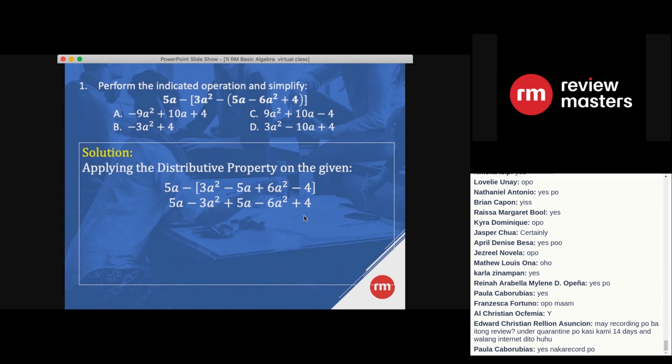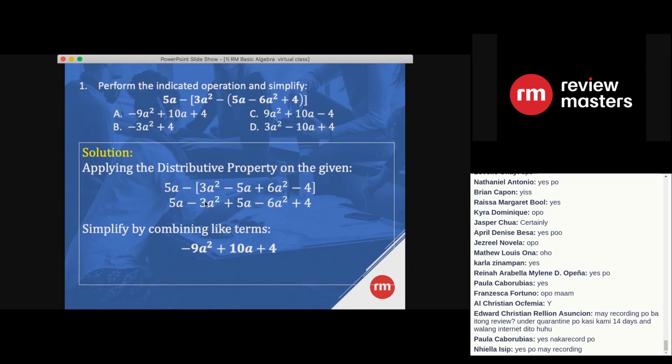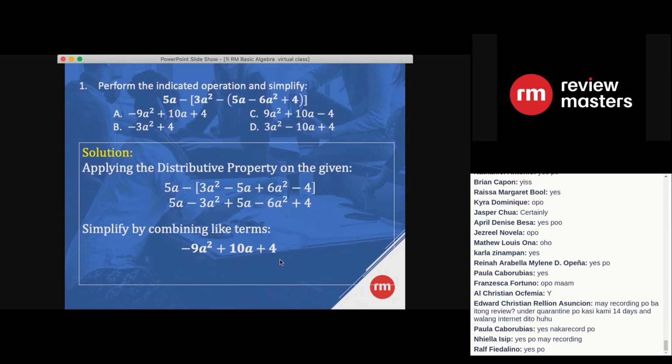Yes, this is recorded. So by combining similar terms, when would you know it's similar terms? If the literal coefficients are exactly the same, no? If they are exactly the same. So in this case, ang pareho would be negative 3a squared and negative 6a squared. So that will give us negative 9a squared. Ano pa yung parehas? 5a plus 5a is 10a. And then you have plus 4. So that will be choice letter A. So, yung mga maraming tama naman dyan kanina.